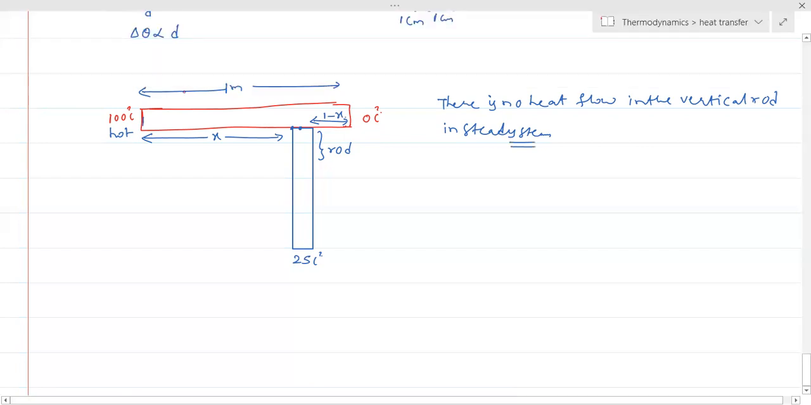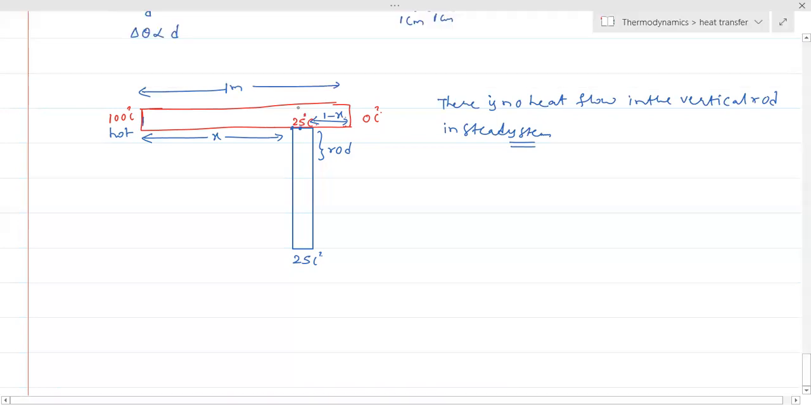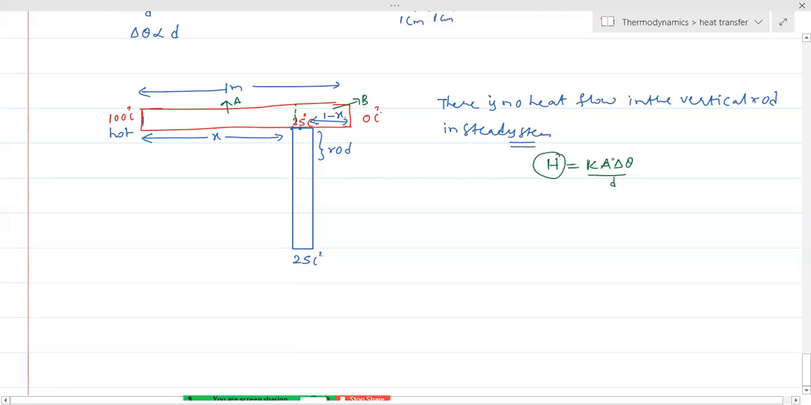So whenever this is the discussion, this end of the rod is maintained at a temperature of 25 degrees centigrade. Simply, we will think that this is part A and this is part B. We will write H is equivalent to KA delta theta by d. H is constant. You are taking the same material, so therefore K is constant. You are taking the area of cross section also the same, so A is constant, because we are taking only a horizontal rod. So therefore delta theta is proportional to d.